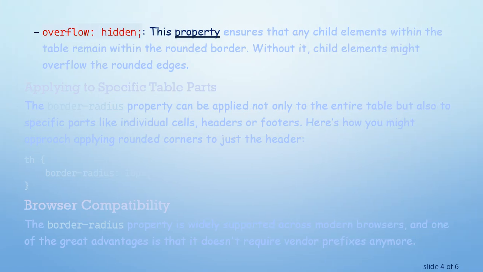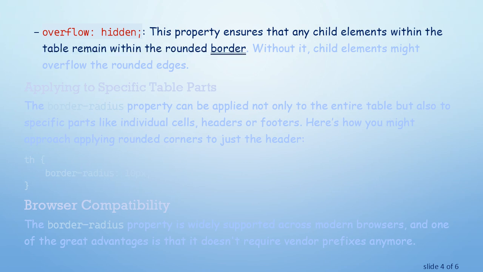Overflow hidden. This property ensures that any child elements within the table remain within the rounded border. Without it, child elements might overflow the rounded edges.